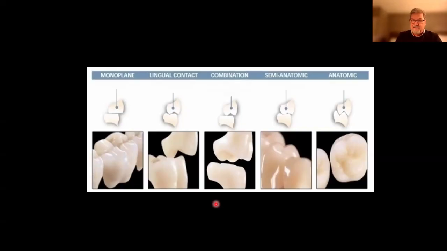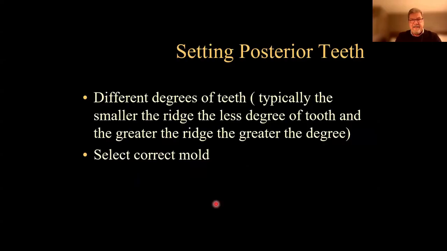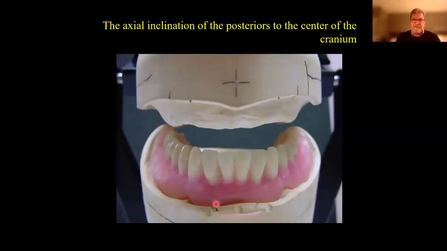There are different types of relationships here, and we'll talk about this in a few minutes. Most of the time I'm going to give a centric relation on these types of setups. Typically the smaller the ridge, the less degree of cuspal inclination, and the larger the ridge, the greater degree of cuspal inclination. That doesn't happen all the time, and sometimes there are exceptions to the rule. The axial inclination of the posteriors to the center of the cranium is your curve of Wilson, as you see on the lower. It's going lingually, towards the cranium.